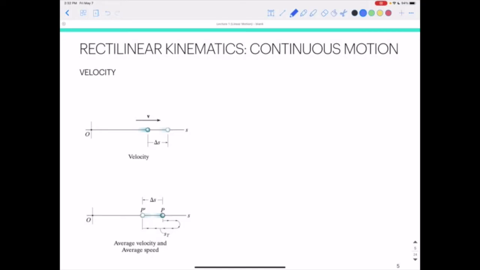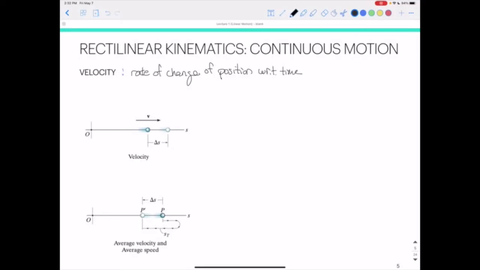So velocity can be measured in several different ways, but in general, a velocity is a rate of change of your position with respect to time. So we can write velocity is the rate of change of position with respect to time.